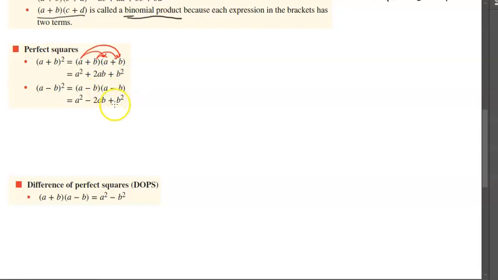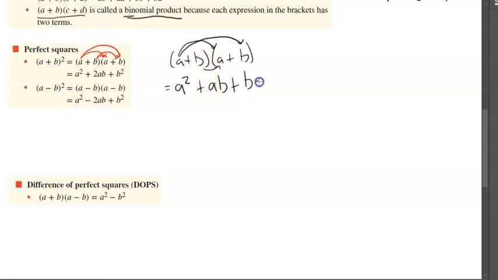Now, why is it a squared plus 2ab plus b squared? When you expand this out, so (a + b)(a + b), we end up getting first, so a times a, which is the a squared. Second is the outside, a times b, which is ab. The inside, which is ba, and then the last one, which is b squared.